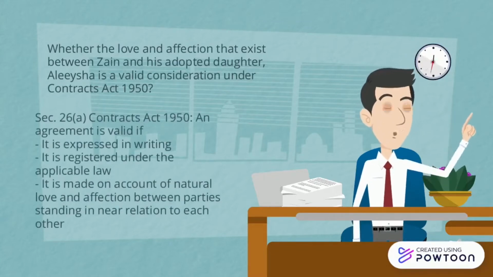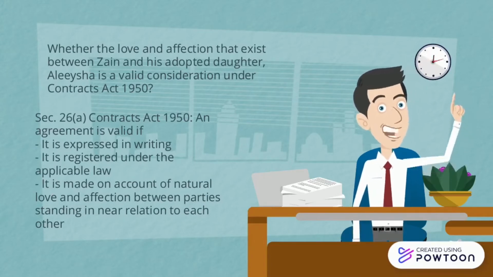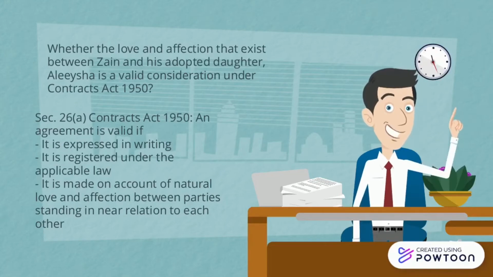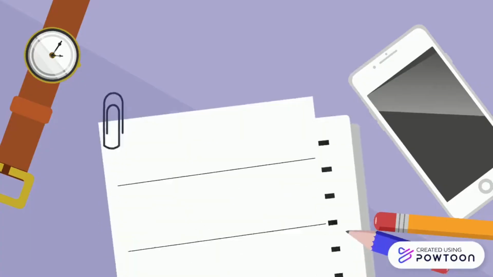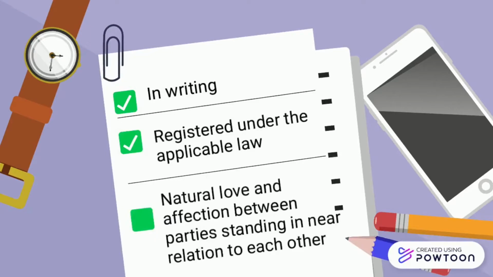Under Section 26A of the Contracts Act, an agreement is valid if it is expressed in writing, registered under the applicable law, and is made on account of natural love and affection between parties standing in near relation to each other. The first and second conditions can be fulfilled since the transfer will be prepared in Form 14A and registered under the National Land Code. However, the last condition must be analyzed.